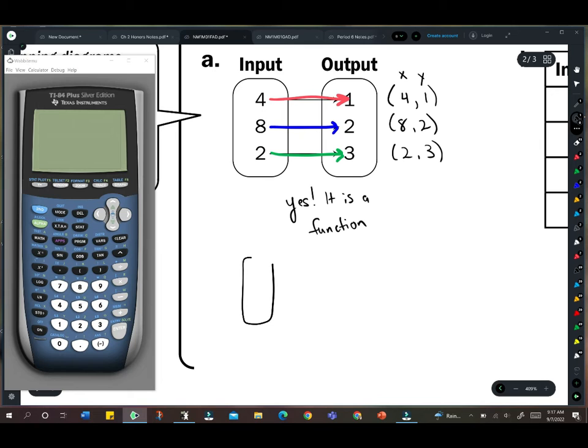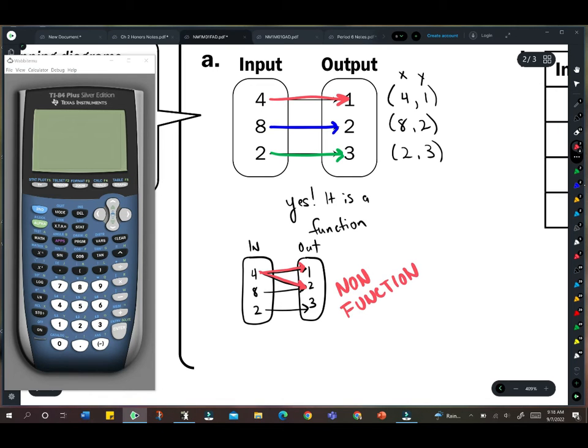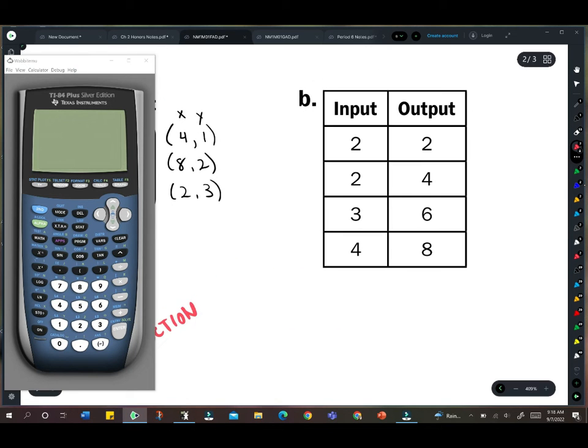Let me show you an example of something that's not a function. If we simply had the inputs and outputs, and let's say we still had the same numbers, 4, 8, and 2, and 1, 2, and 3. If you ever have this scenario, let's say 4 goes to 1, but it also goes to 2, and the others can be doing anything else. If you ever have this, that is not a function. Because every input has to have one output.